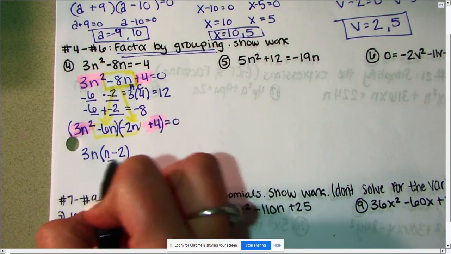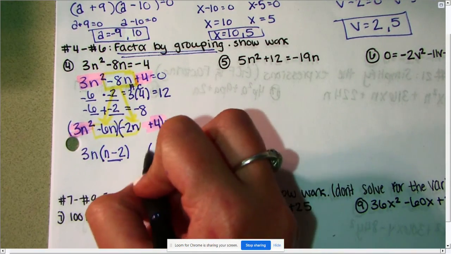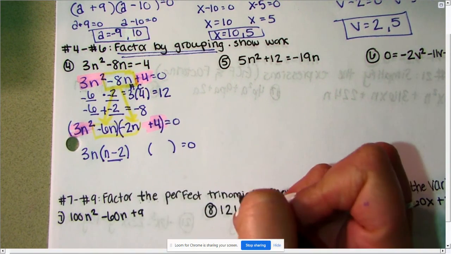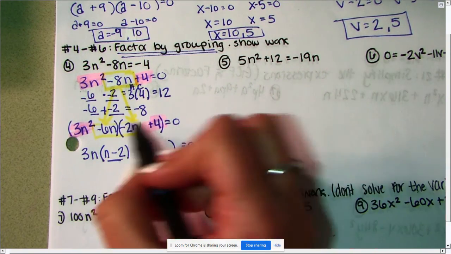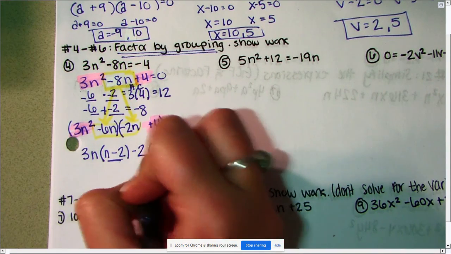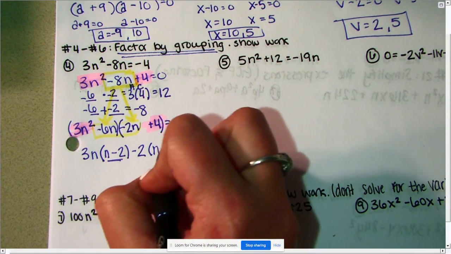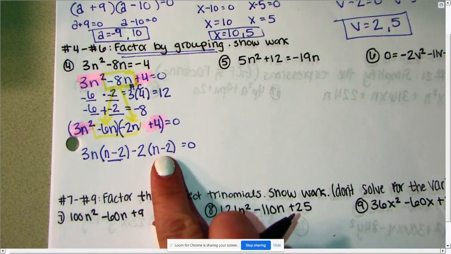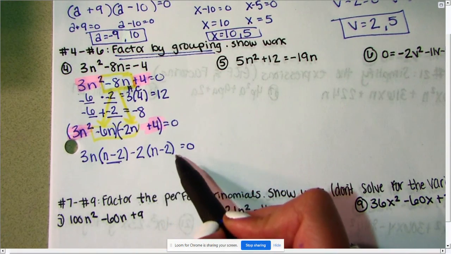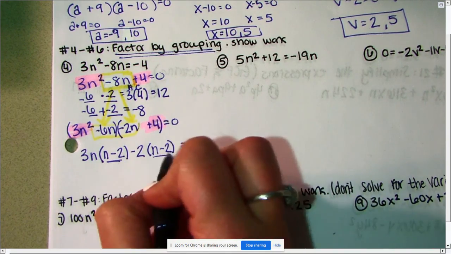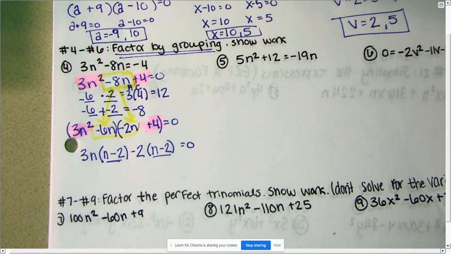Remember, you want this parenthesis to match over here. So the goal is to get matching parentheses. Notice here as well that I have a positive n, which means I need to pull a negative 2 out from here. And I'll be left with n minus 2. The reason that this is minus 2 is because when I do 4 divided by negative 2, I get negative 2. Now these are the same, so I am good.